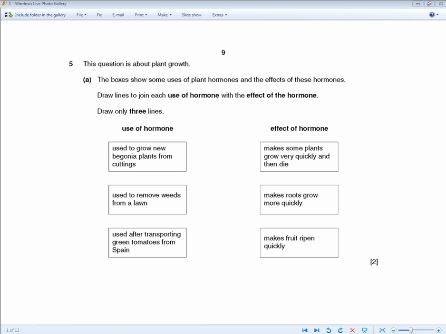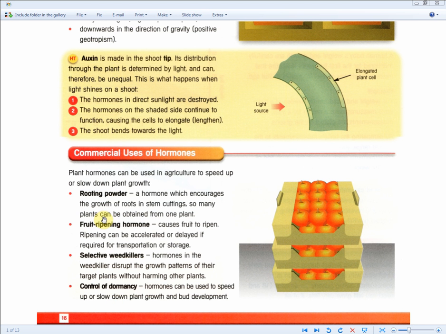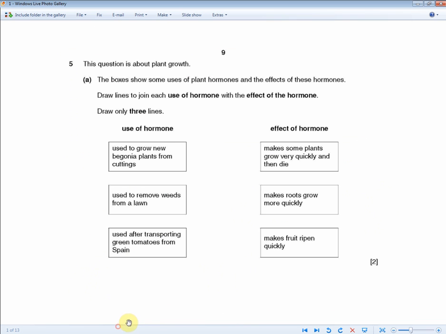So we look for the keyword cuttings in the commercial use section, and we can see it's here. Rooting powder, a hormone which encourages the growth of roots in stem cuttings, so many plants can be obtained from one plant. So we look for the corresponding effect of hormone, and that's here, makes roots grow more quickly. So that's the first one.